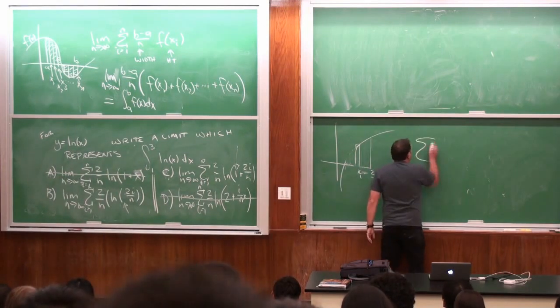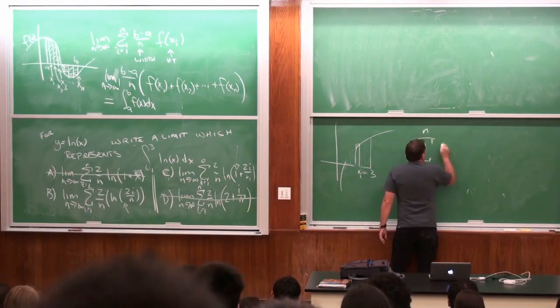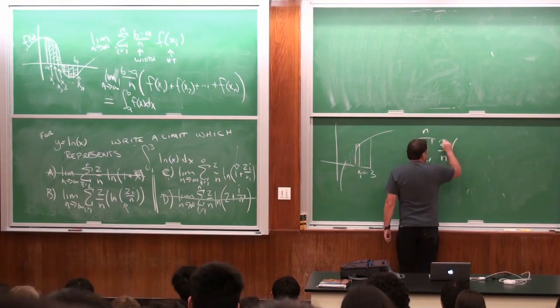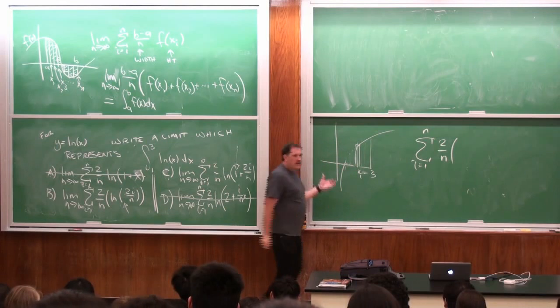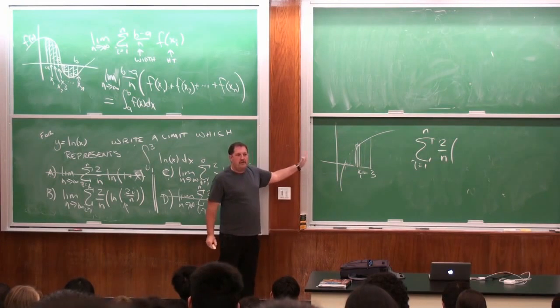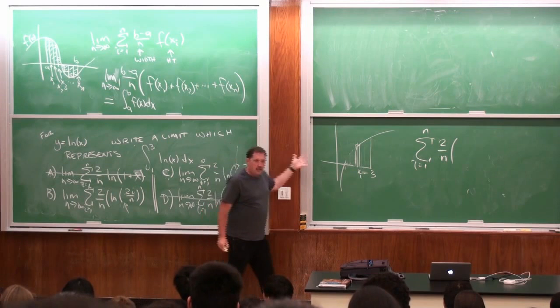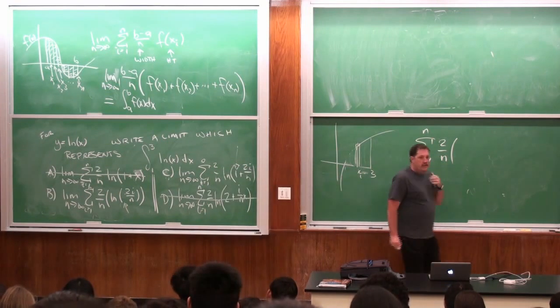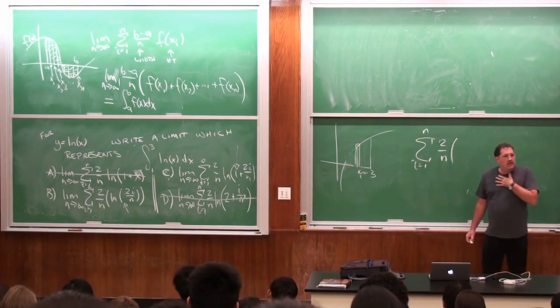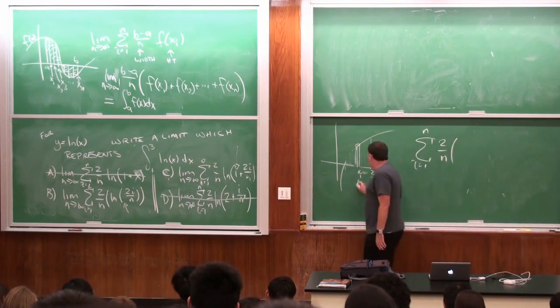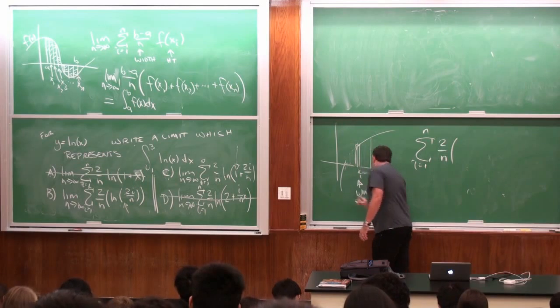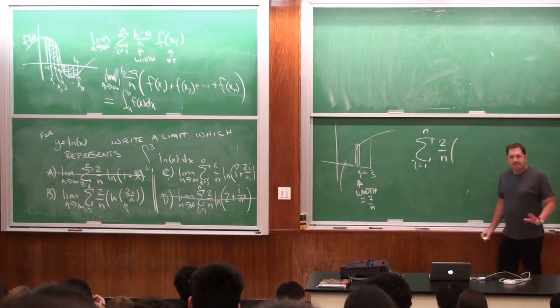2 over n is fine, because this is b minus a. And then we have to figure out, how tall is this rectangle? We're going to chop up the region from 1 to 3 into a bunch of little pieces and add them up. How wide is any given piece? 2 over n. So the width of each rectangle is 2 over n.